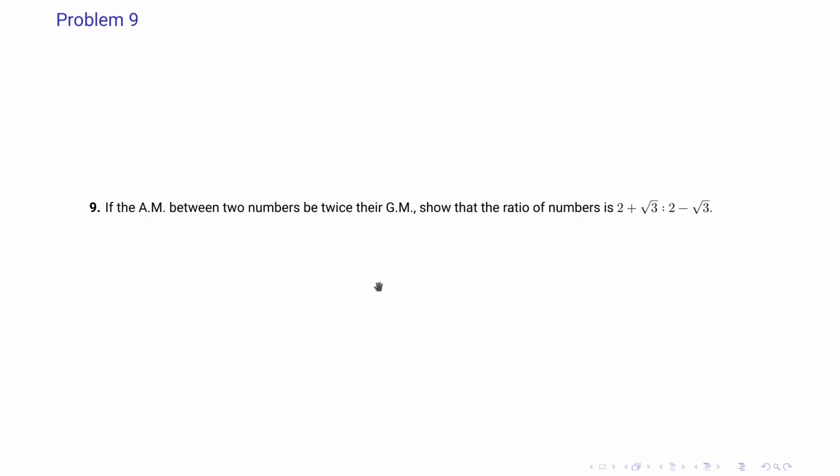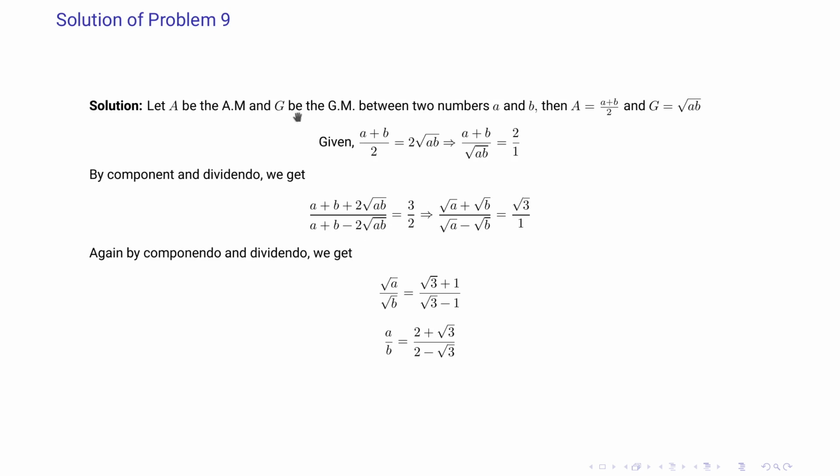Problem number 9 says that if the arithmetic mean between two numbers be twice their GM, show that the ratio of numbers is 2 plus square root of 3 is to 2 minus square root of 3. So we let the arithmetic mean be capital A and geometric mean be capital G between two numbers a and b. So capital A is equal to (a plus b) by 2 and G is equal to square root of ab. We divide both of them to get (a plus b) by square root of ab is equal to 2 by 1.